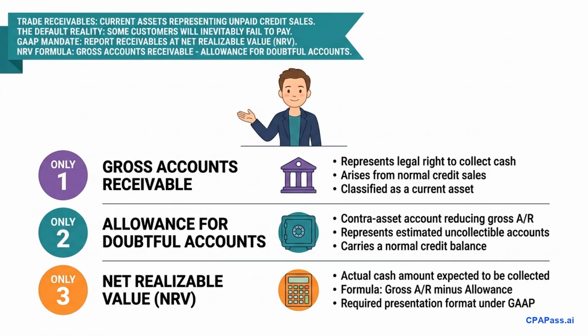To prevent overstating assets, GAAP requires companies to report accounts receivable at their net realizable value, or NRV. NRV is the net cash amount you actually expect to collect. And we calculate this using a simple formula: gross accounts receivable minus the allowance for doubtful accounts, which is a contra asset account. This presentation ensures financial statement users see a realistic valuation of future cash flows rather than an overly optimistic gross balance.